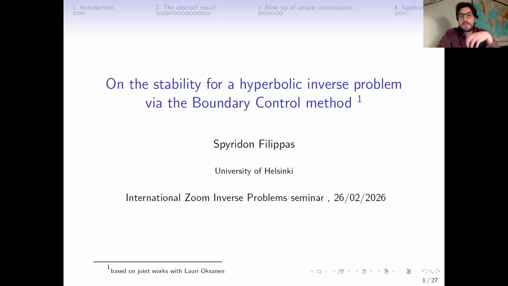So I'm going to talk about some works with Lauri Oksanen from the University of Helsinki, and it's about some stability questions. It's an inverse problem for the wave equation. And the main thing about this inverse problem is that the qualitative question, the uniqueness problem, can be solved essentially right now with only one technique, which is one of the main techniques in the field, the boundary control method.